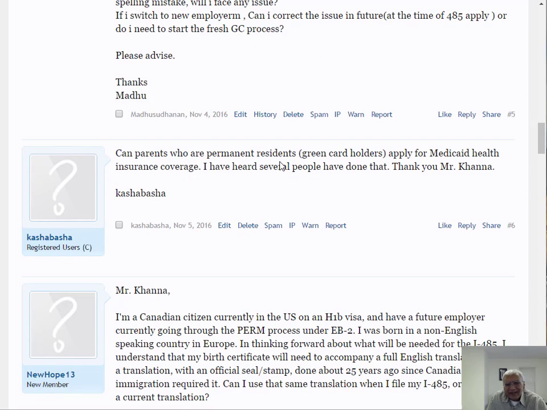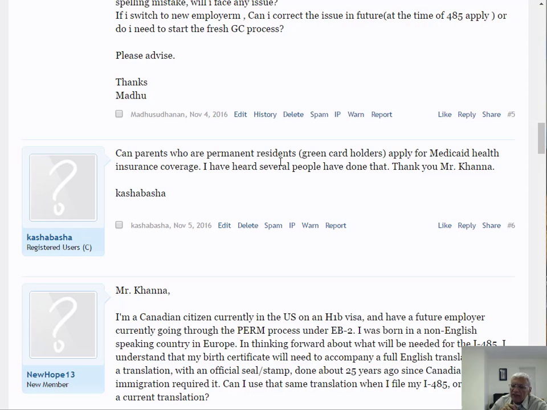Next question is really beyond my expertise, but I can tell you the general rules. This is from Kasha Basha, who says, can parents who are permanent residents apply for Medicaid coverage? See, what I understand, and I could be wrong about this, I am not a benefits lawyer. I believe that Medicaid is a state-run program. It's run by the state. So the rules could be different in different states.